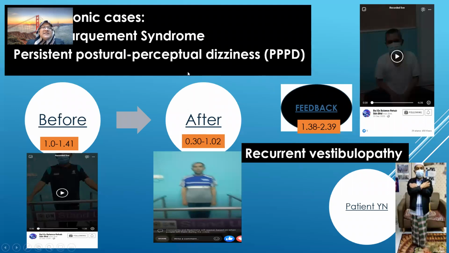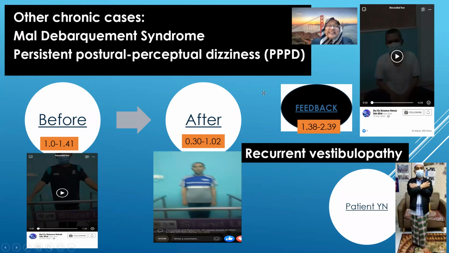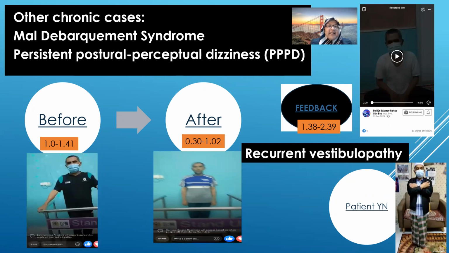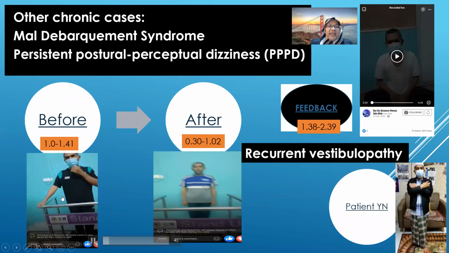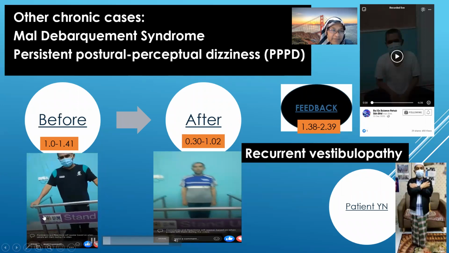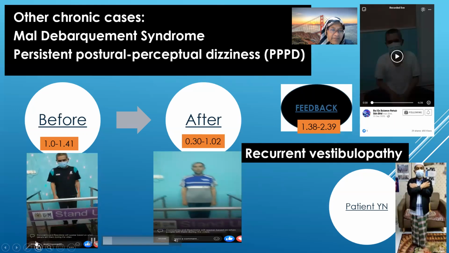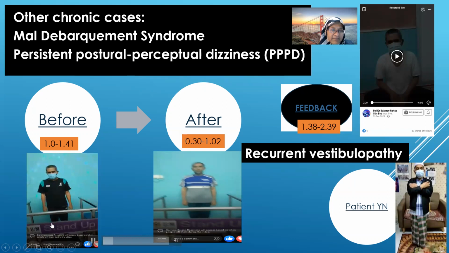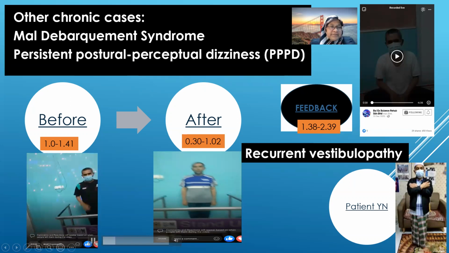Okay, and this is also another interesting case we want to share. This case is from Kedah. This is also another mild syndrome, persistent PPPD. You can see there are a few cases. This is a patient with recurrent vestibulopathy. We have a few patient feedbacks. You can see here, this is one of the patients that came to our hospital or center, but he fainted before he came. So this is before.